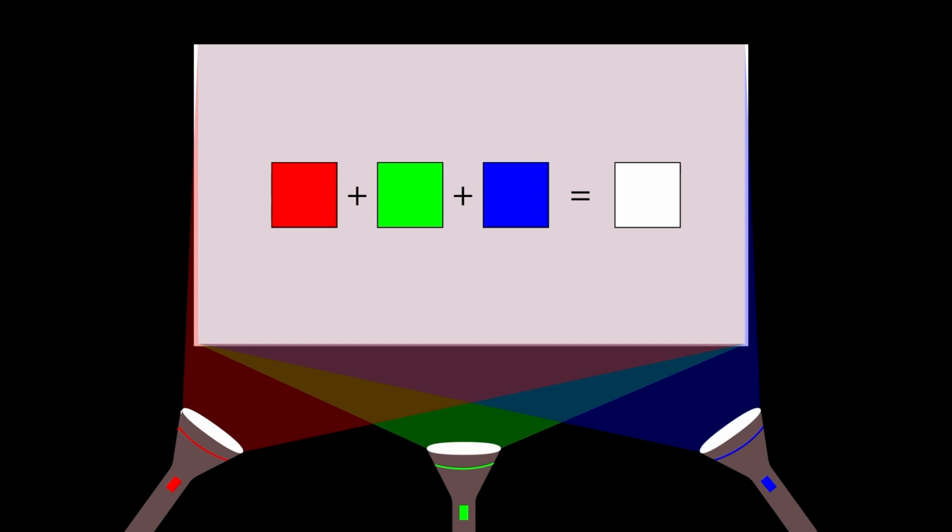Let's take a sheet of white paper and 3 colored lights, red, green, and blue. If we shine these lights individually, we see them as they are in their true color. But if we shine all these lights at once, we see white light. This is because all 3 of our cone receptors take in light at the same time, and our brains interpret the red, green, and blue light as white.